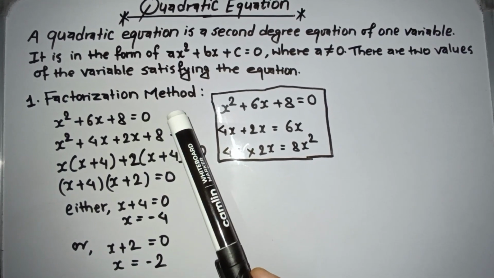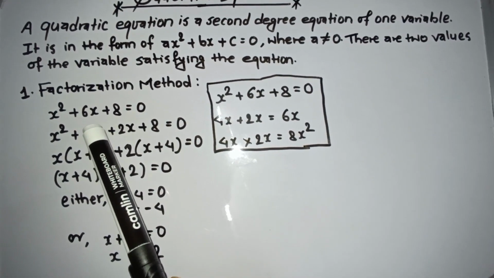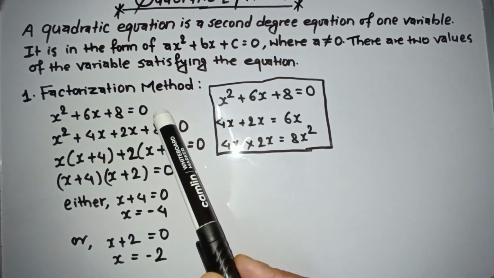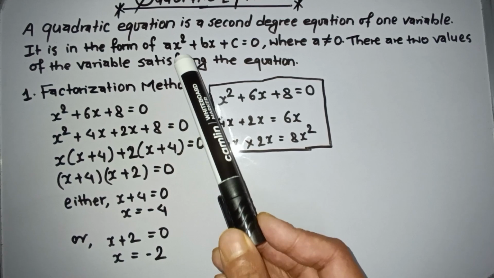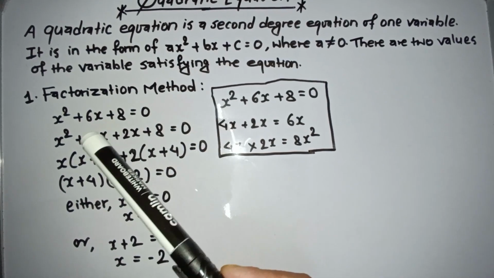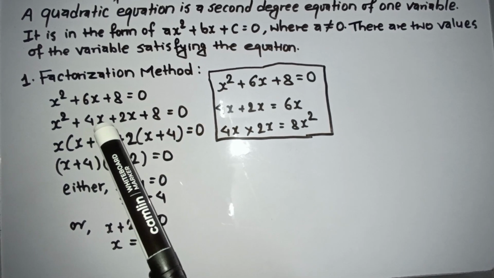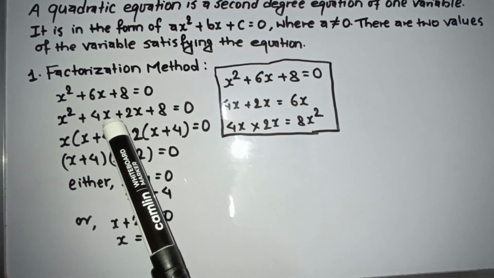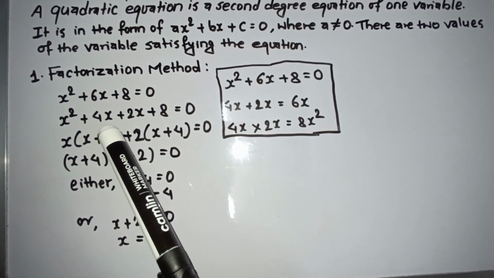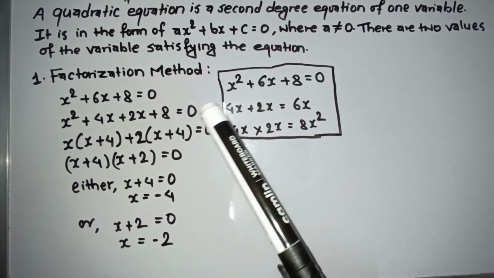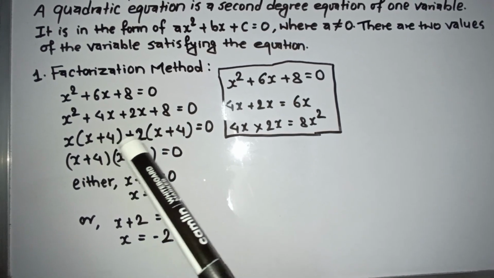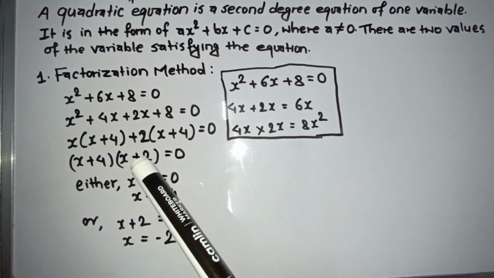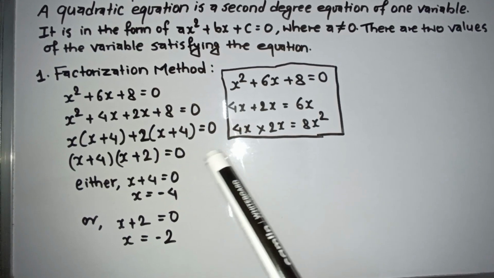This question is solved by factorization method. In question, x square plus 6x plus 8 is equals to 0. This equation is similar to this type of equation where we factorize here, and that is we write x square plus 4x plus 2x plus 8 is equals to 0. Then we take common and we have x plus 4 and x plus 2 is equals to 0.